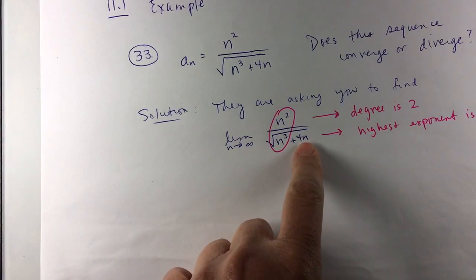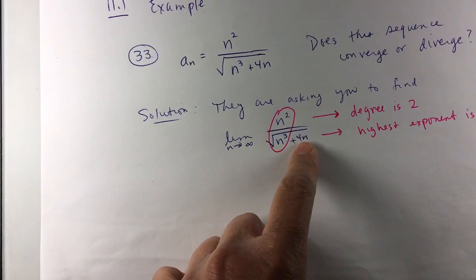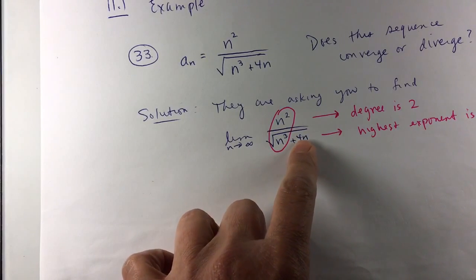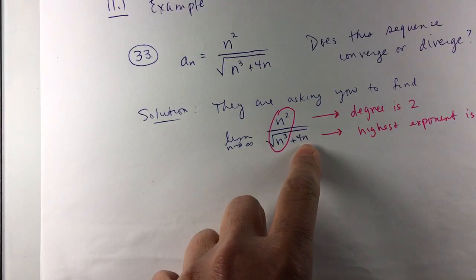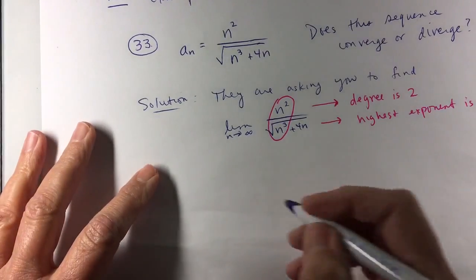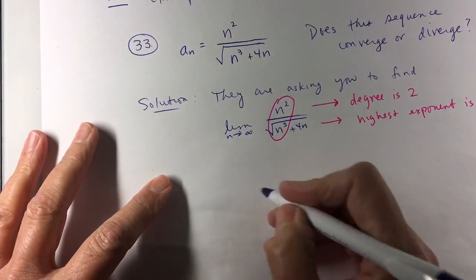This plus 4n, and it's under the square root as well, but I'm adding something to the denominator. This is going to add very little to the result as n approaches infinity. And because the degree of the numerator is bigger than the degree of the denominator, this limit is infinity.